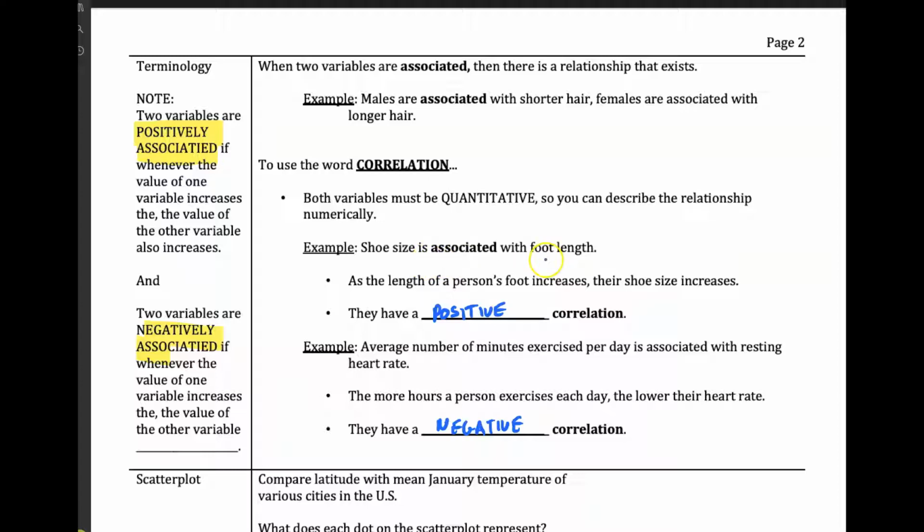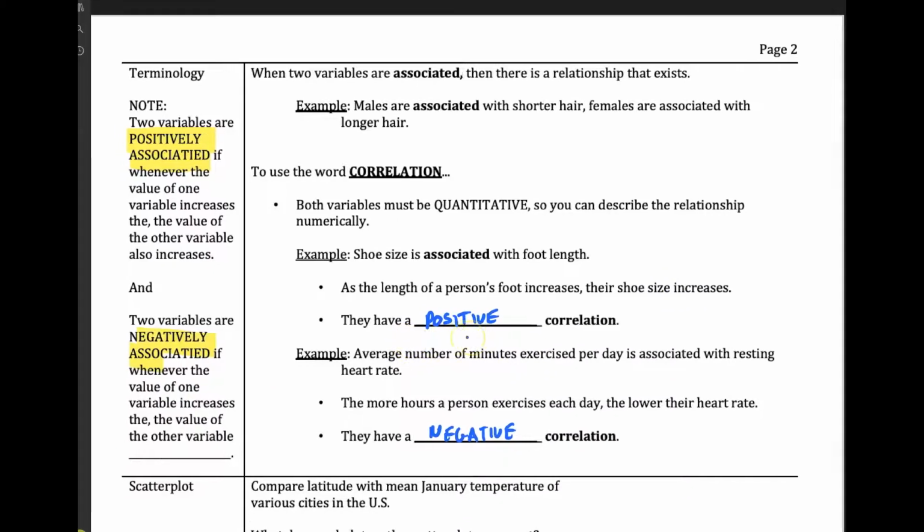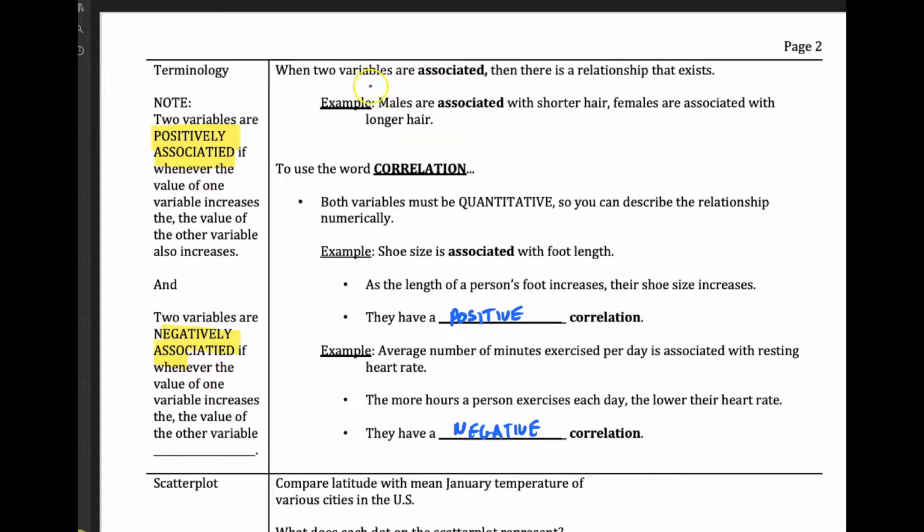is associated with foot length. As a person's foot increases, the shoe size increases. Think about that real quick. Of course, bigger feet, bigger shoes, they have a positive correlation, or they're positively associated. And so when two variables are associated, there's a relationship. Then there is a relationship that exists if they're associated, right?